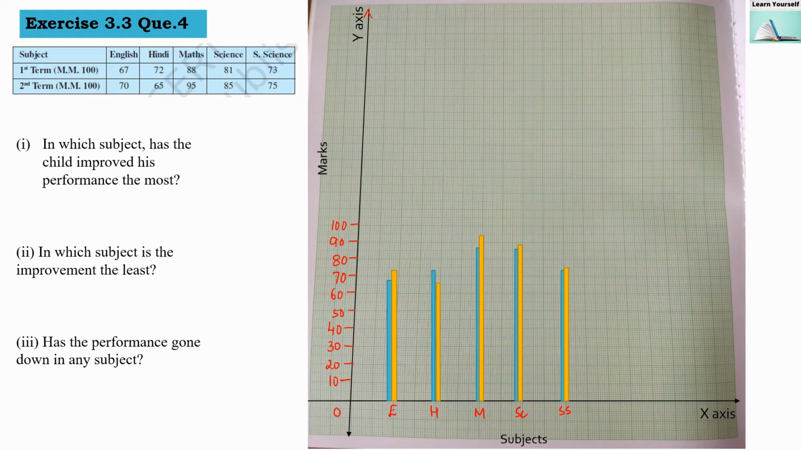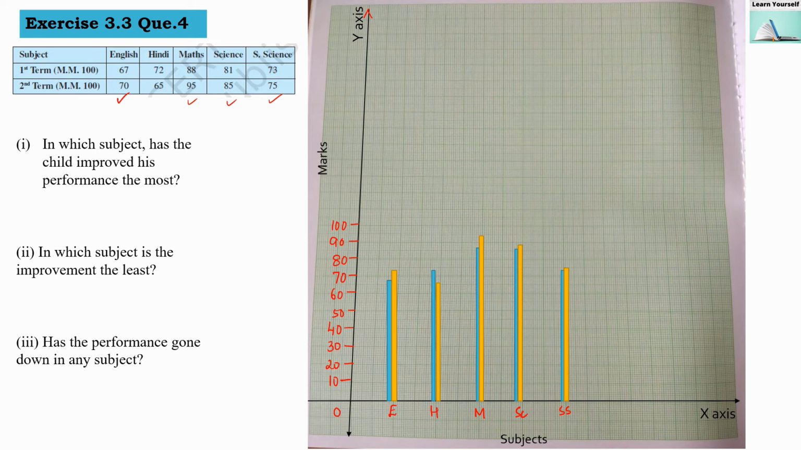First question, in which subject has the child improved his performance the most? Now first let us find out in which subjects he has improved. So term 2's marks should be better than term 1. So it is in English, then in Math, then in Science and in Social Science. Now let us see the difference. In which subject has he improved the most? Here a 3 marks difference is there.